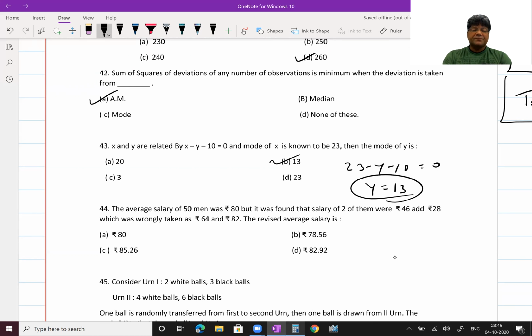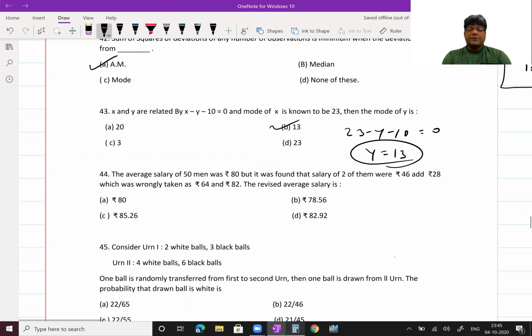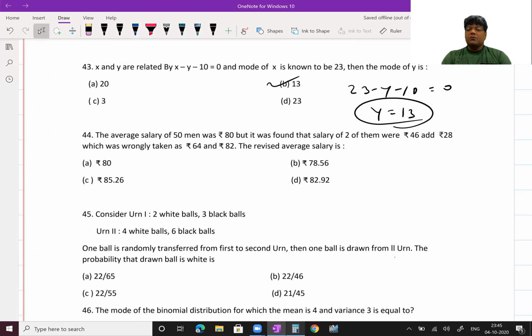So doing it this way. The average salary of 50 men was 80. But it was found that the salary of two of them were 46 and 28, which was written wrongly as 64 and 82. The revised salary. Guys, the previous total, that is the wrong total, will be 50 into 80 is equal to 4,000. This became wrong because of two wrong values, which two, 64 and 82.